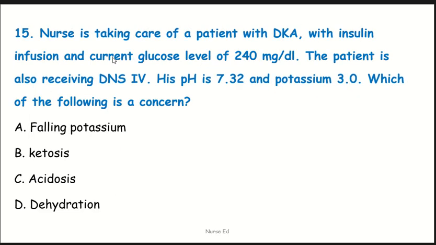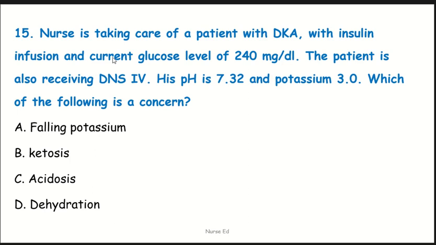Question number 15. A nurse is taking care of a patient with diabetic ketoacidosis with insulin infusion and current glucose level of 240 milligram per deciliter. The patient is also receiving DNS IV. His pH is 7.32, potassium 3. Which of the following is a concern? Option A, falling potassium, option B, ketosis, option C, acidosis, option D, dehydration.